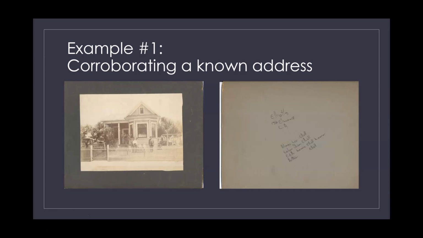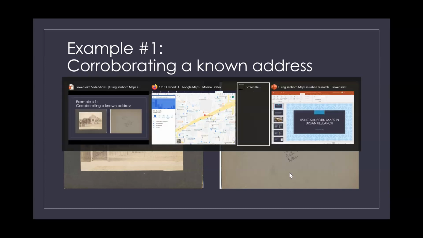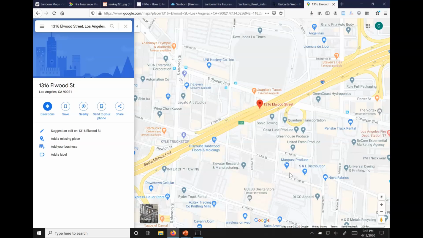As historians know, information on photographs is not always as accurate as we would like, so let's corroborate our information to make sure that this is correct. First, I go on Google Maps. 1360 Elwood Street in LA is underneath the 10 freeway. So much for that.